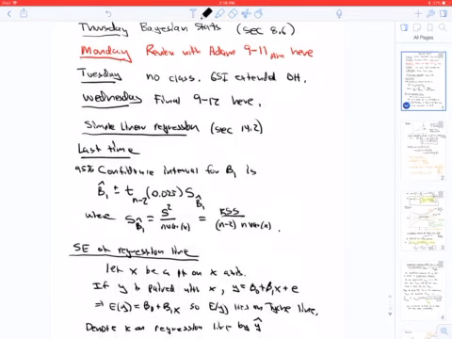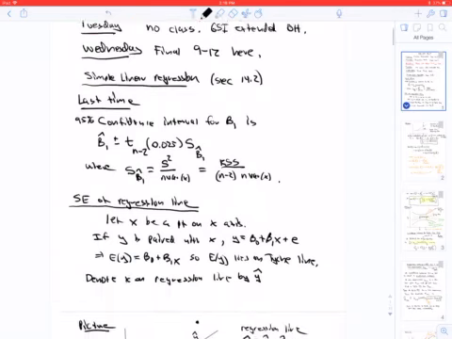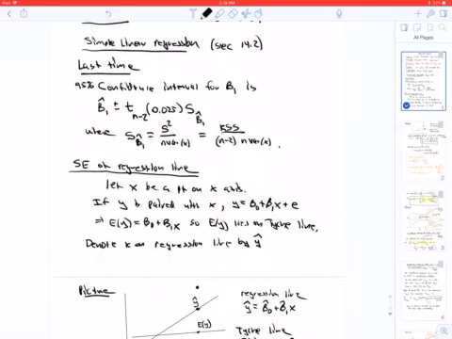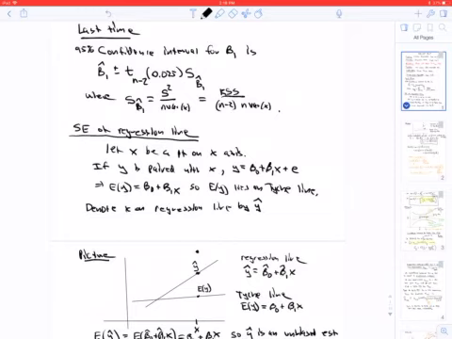So last time we talked about a 95% confidence interval for beta 0 and beta 1, and now we're going to take this a bit further and talk about the standard error for the regression line. So let x be a point on the x-axis and y paired with x. So this is a particular x-y pair.